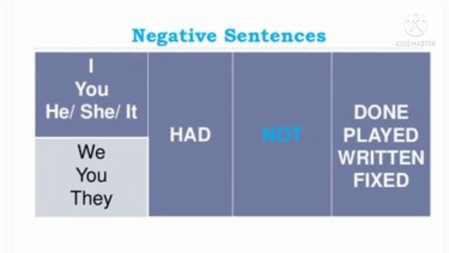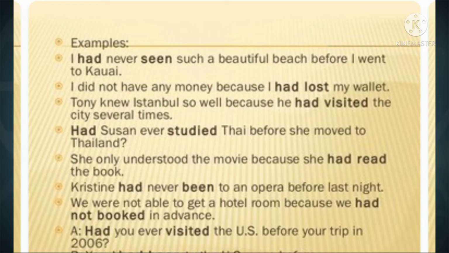This is the structure of negative sentences, that is, I had not done. After the auxiliary verb had, we use not or n't, that is a contracted form of not, in order to frame negative sentences. We had not played or we hadn't played. That's the structure of negative sentences. See more examples. I've never seen such a beautiful beach before I went to Kauai.